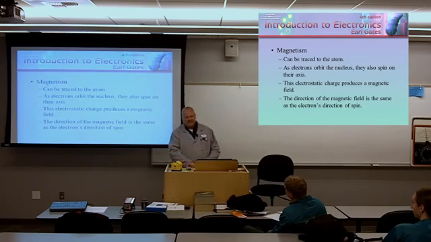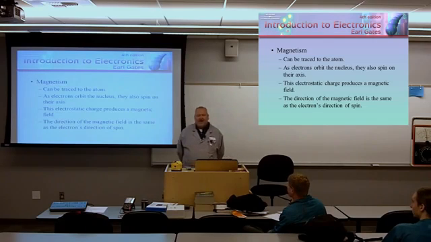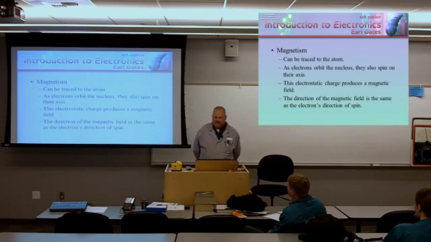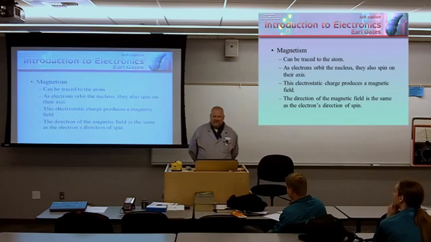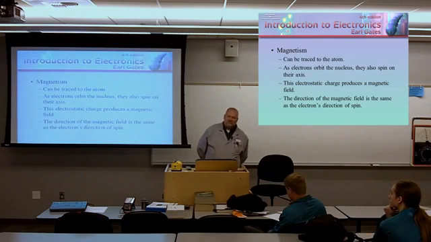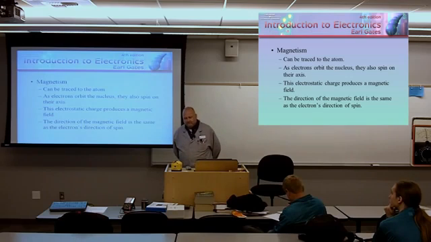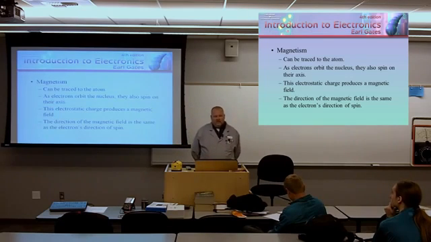Magnetism, the property of magnetism, can be traced to the atom. As electrons orbit the nucleus, they also spin on their axis. This electrostatic charge produces a magnetic field. So even these electrons are going to have magnetic properties. The direction of the magnetic field is the same as the electron's direction of spin. So even at a subatomic level, we're going to have properties of magnetism.